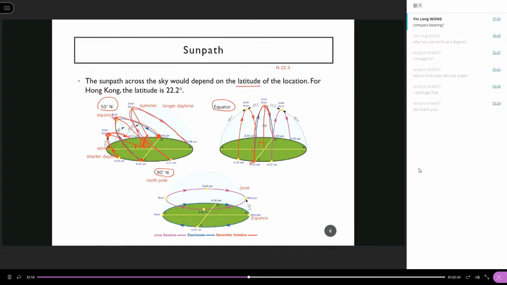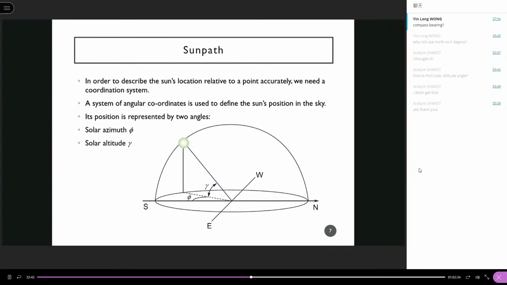So this is the sun path for different locations in the world, and I think we will focus on the northern hemisphere. So you see 50-degree north and then the North Pole, and for the southern hemisphere, it is just the other way around. Sun path. So when we want to describe how the sun moves across the sky, we want to locate the sun. Like today is 5th of March, and the time is 3 o'clock. Where is the sun? I want to locate the sun.